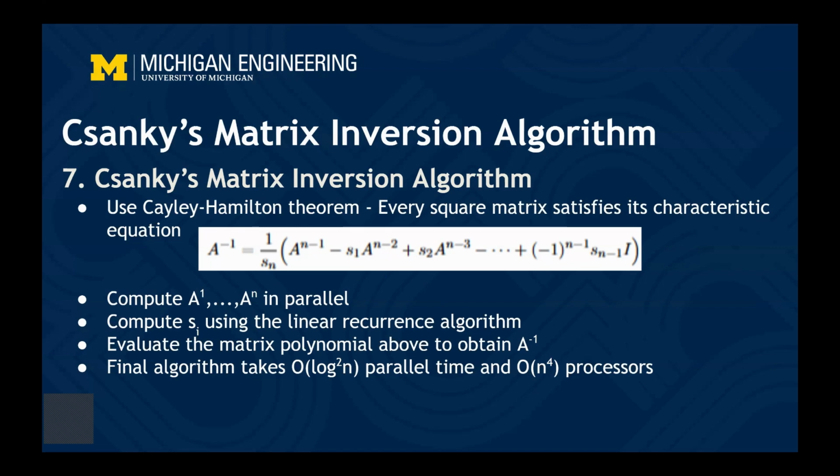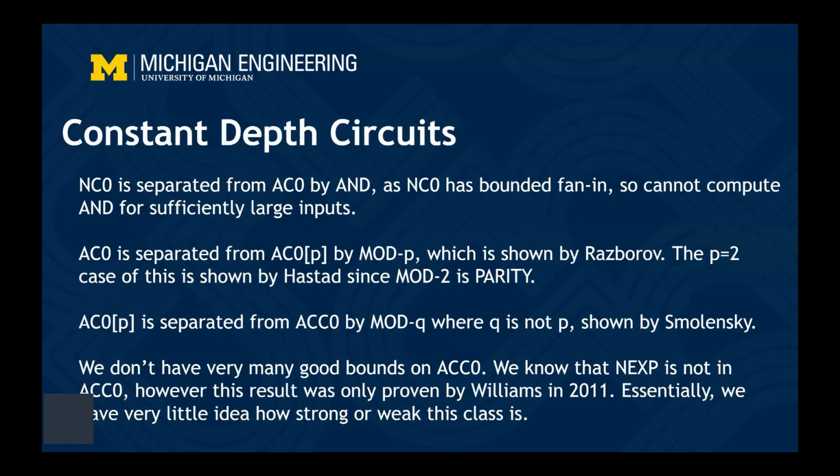The algorithm proceeds as follows. You compute all powers of A in parallel, and then you compute all the S sub i's based on the linear recurrence algorithm, and then you finally evaluate the equation to get A inverse. So the final algorithm takes polylogarithmic time and polynomial number of processors. Next slide.